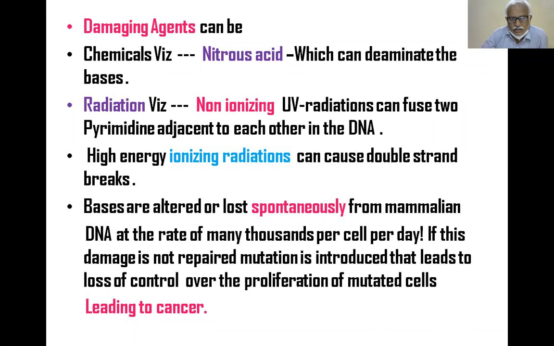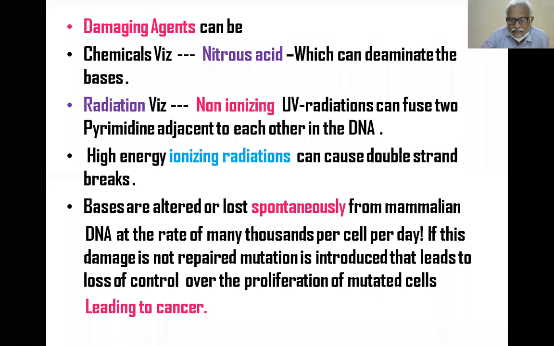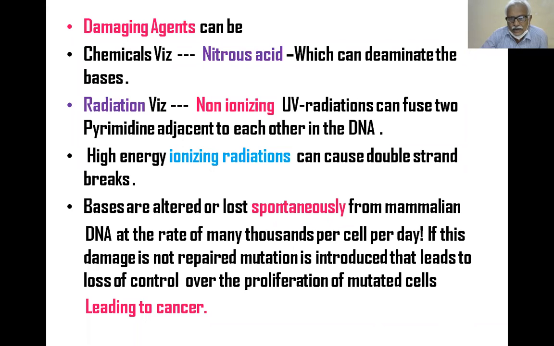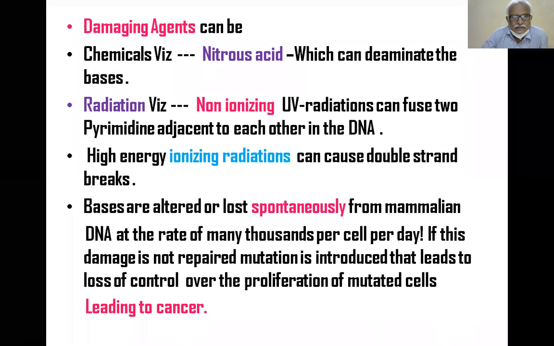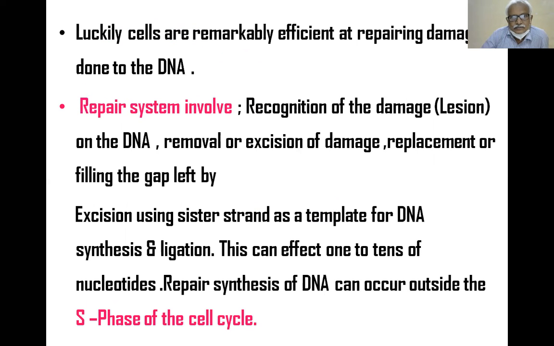If this damage is not repaired, mutation is introduced. And when the mutation is introduced, that leads to loss of control or the proliferation of mutated cells. And that will lead to cancer. So this is the fundamental method by which you have to understand the biochemical basis of cancer. So luckily, our cells are remarkably efficient at repairing the damage done to the DNA.